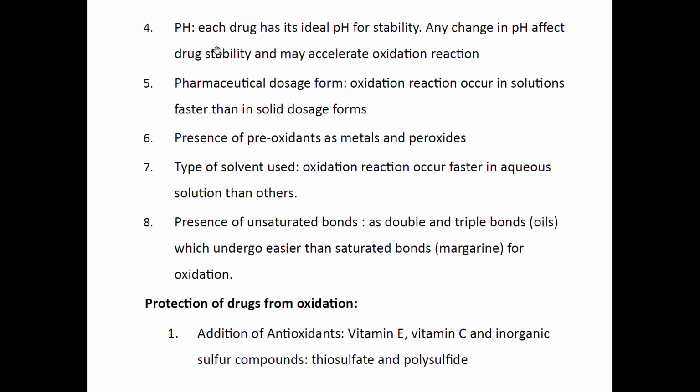Then the pH: a drug has its ideal pH for stability. Any change in pH affects the drug stability and may accelerate oxidation reaction. Then pharmaceutical dosage form: oxidation reaction occurs in solution faster than in solid dosage forms. Presence of pro-oxidants such as metals and peroxides. Type of solvent used: oxidation reaction occurs faster in aqueous solution than others. Then presence of unsaturated bonds such as double and triple bonds, which undergo oxidation more easily than saturated bonds.